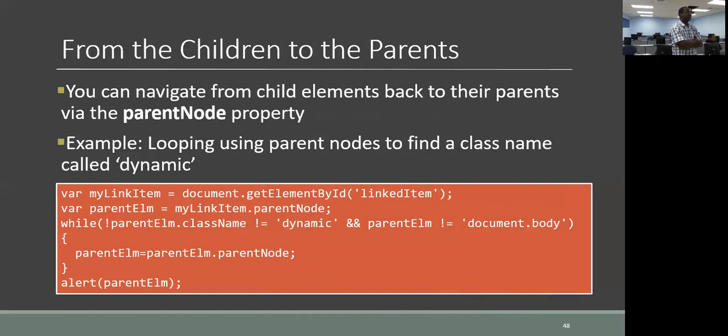Okay. So why is it not equal to dynamic? While the parent class name is not dynamic, it says looping using parent nodes to find a class name called dynamic. So it's starting from some arbitrary position in your HTML document, and it's trying to go up to find a parent whose class is dynamic. This is part of the dynamic class. So what it's doing is basically to keep looking, and either stop when I find the class dynamic, or stop if I get to the document body.